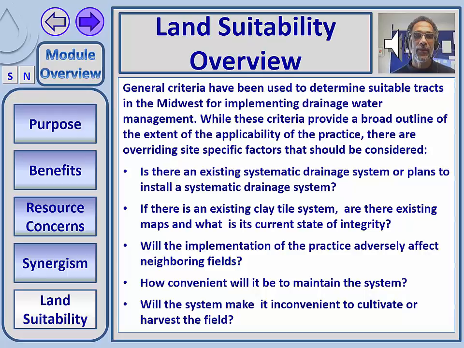Is there an existing systematic drainage system or plans to install a systematic drainage system? If there is an existing clay tile system, are there existing maps and what is its current state of integrity? Will the implementation of the practice adversely affect neighboring fields? How convenient will it be to maintain the system? Will the system make it inconvenient to cultivate or harvest the field?